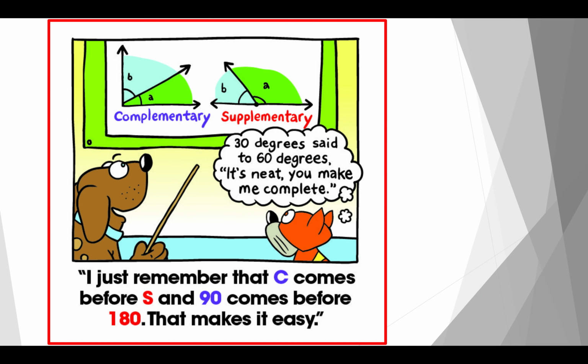I will show you an easy way to remember complementary and supplementary angles. In alphabetical order, C comes before S. And in numerical order, 90 comes before 180. So you can remember C is for 90 and S is for 180. Let's see some questions related to complementary and supplementary.